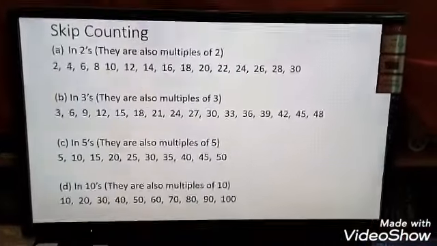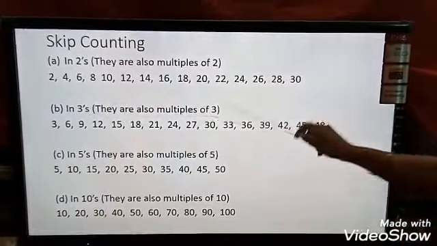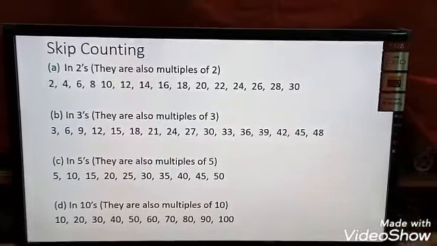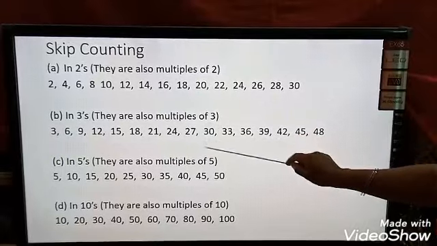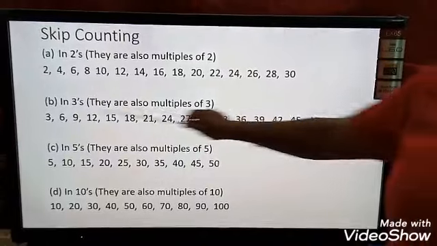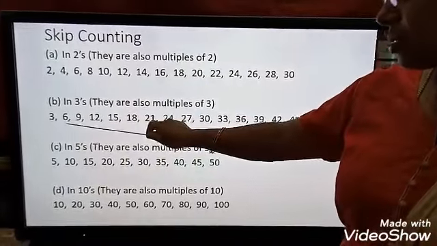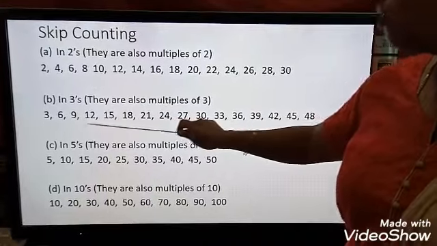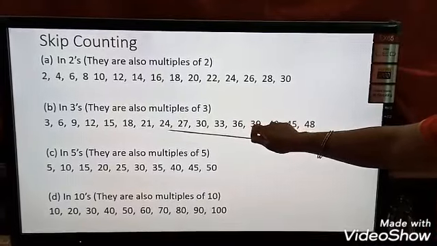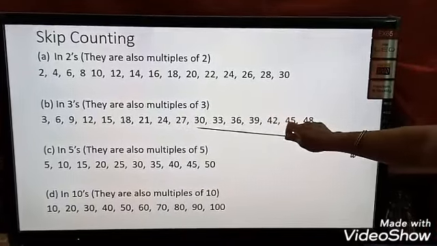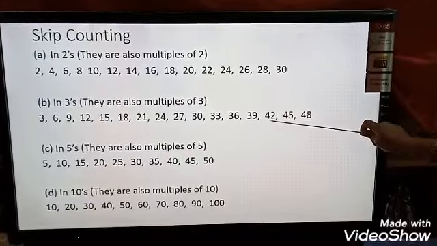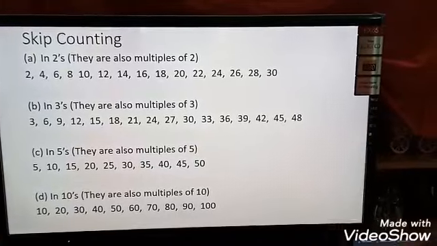Next comes the skip counting in threes. It is nothing but the multiples of 3. So you can see that these are the multiples of 3 tables. You might have learnt up to 3 tens are 30, but beyond that also we have the numbers. Okay, so it is 3, 6, 9, 12, 15, 18, 21, 24, 27, 30, 33, 36, 39, 42, 45, 48.